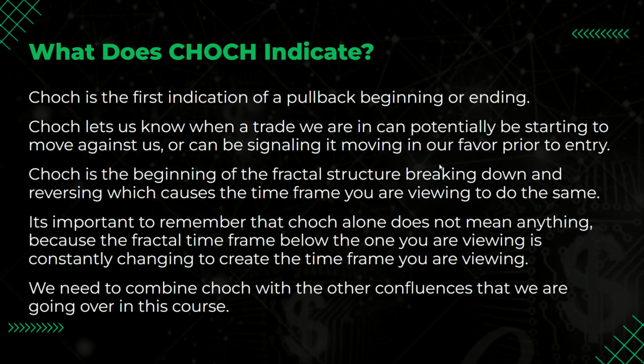It's important to remember that change of character alone does not mean anything because the fractal time frame below the one you are viewing is constantly changing to create the time frame you are viewing. So in other words, there's always a trend below the time frame you're watching, and that trend is always changing to print the candles that you are actually watching. So we need to combine change of character with other confluences that we are going over in this course in order for it to be accurate.